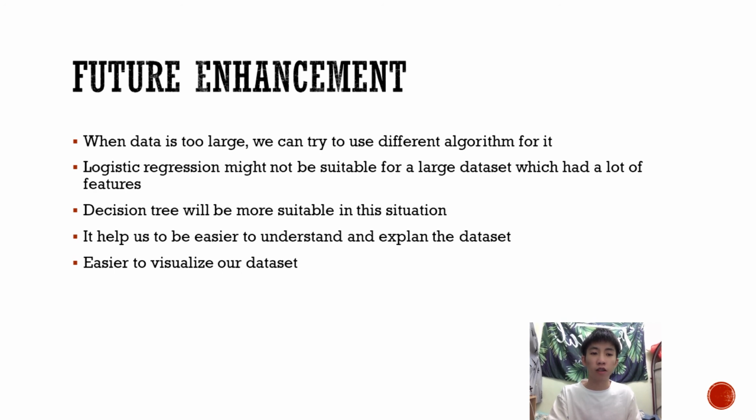If our dataset is large and has more features, logistic regression might not be suitable for it. So we might try to use a decision tree on it. A decision tree could help us to understand our dataset better, and we can explain it more easily. Besides, it is easier to visualize our dataset. So the algorithm that we choose is based on the size of the dataset and its features.